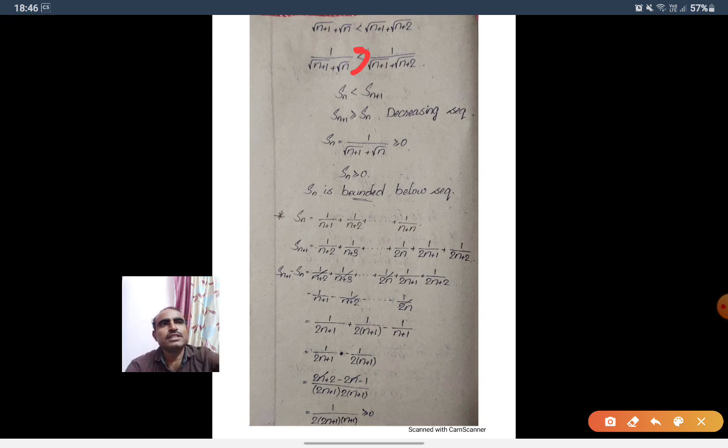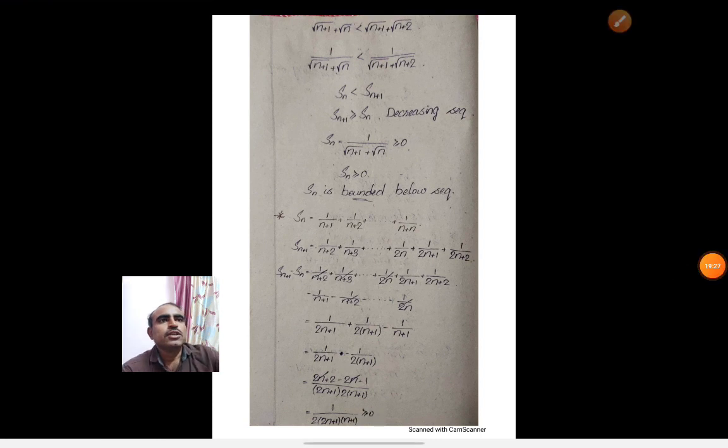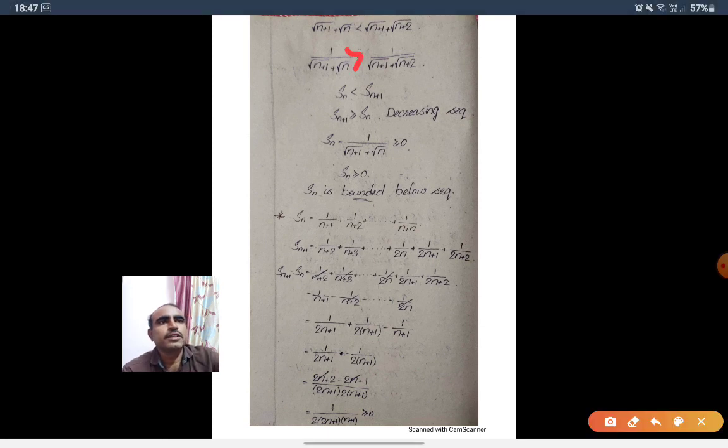So this is Sn, this is Sn+1. So Sn is greater than Sn+1. So here it is not less than, it is greater than. Therefore Sn+1 is less than or equal to Sn. So Sn is a decreasing sequence. Sorry, increasing sequence. It is an increasing sequence. Okay, this is not.